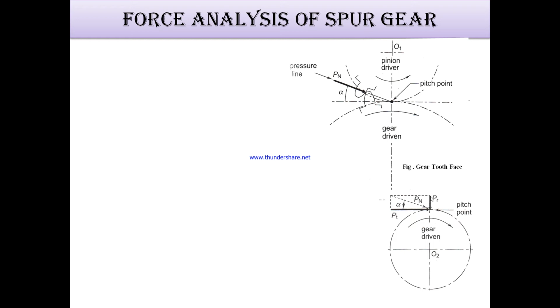This is the compressive force, or you can say the radial load, which is acting on the gear tooth, and this is the tangential force which is acting on the gear tooth by which the torque is transmitted, and this is the normal force, and this is your pressure angle.